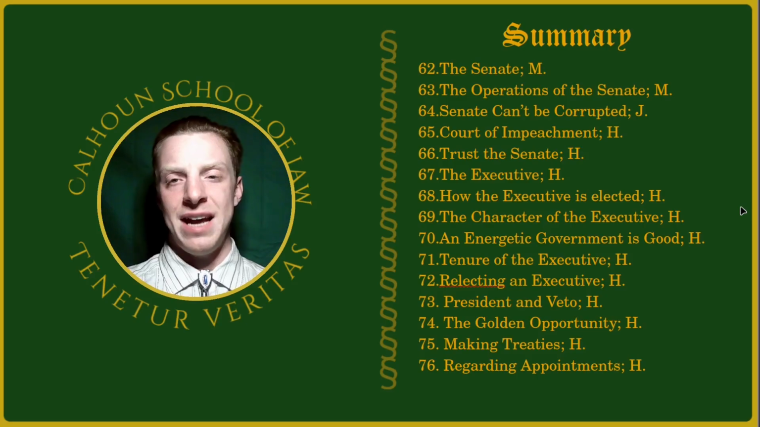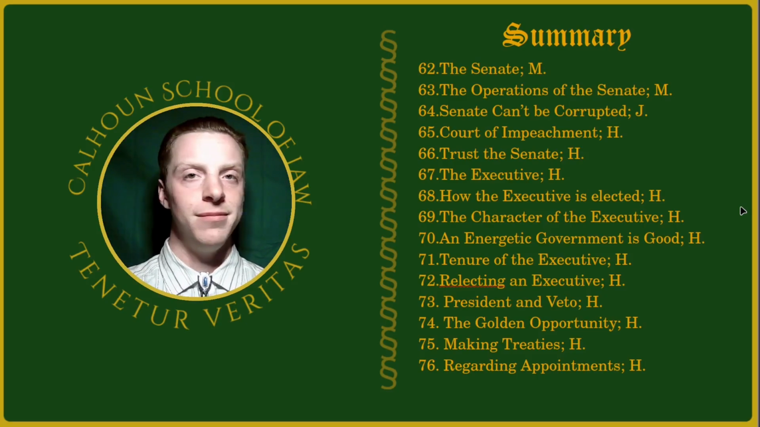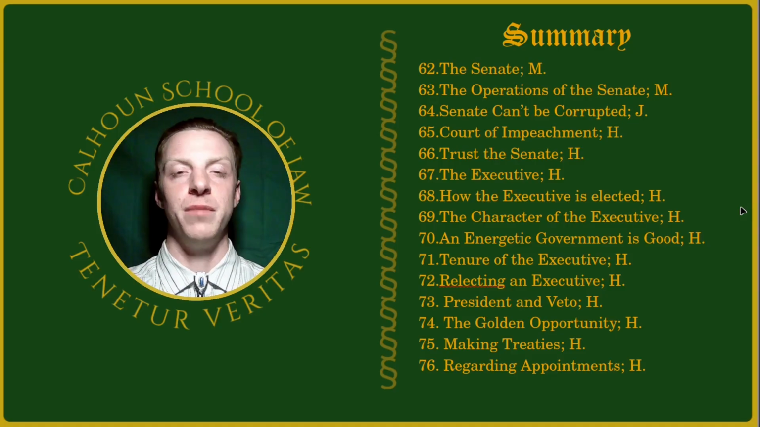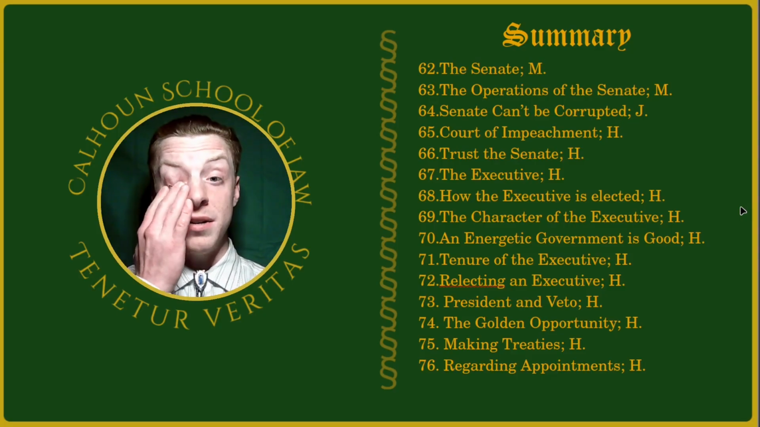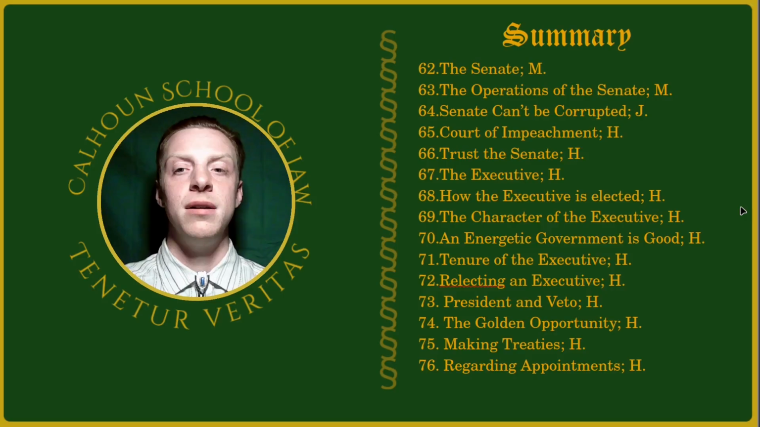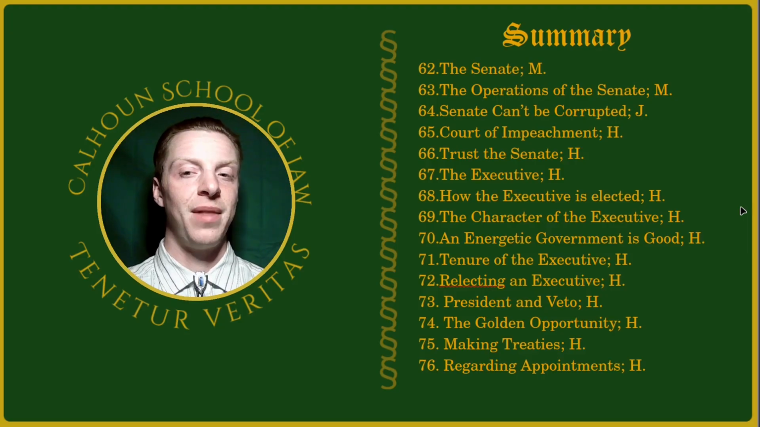68, again from Hamilton, how the executive is elected. Fairly self-explanatory. No policy changes there except for the 2-term limit, but realistically that tradition was already steadily set in place. 69, the character of the executive. This is where Hamilton makes it overtly clear that he wanted a king. I would strongly encourage you all to read number 69.